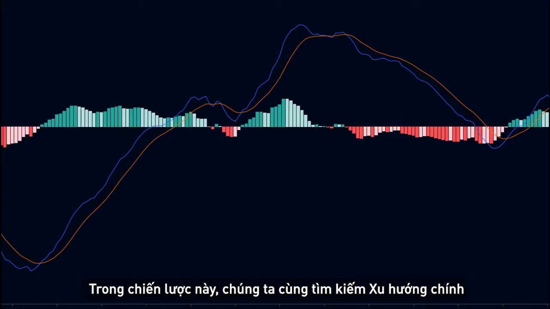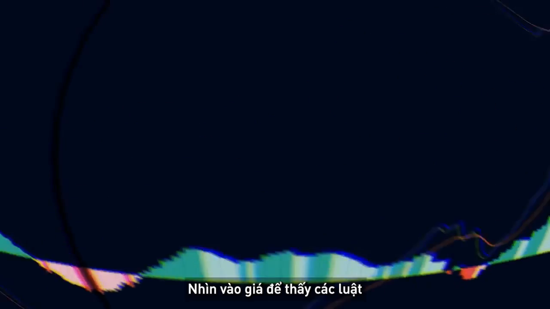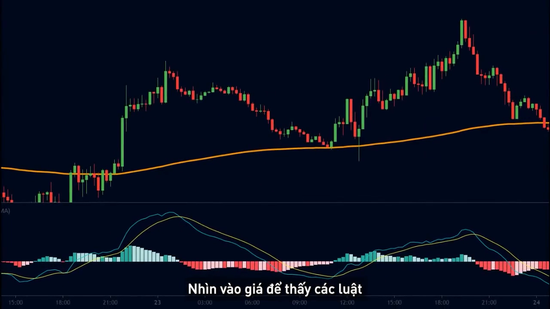In this strategy we want to look for a major trend. Then we will look for a pullback and try to enter when the pullback is over and the price resumes the uptrend. Let's look at a chart to understand the rules.